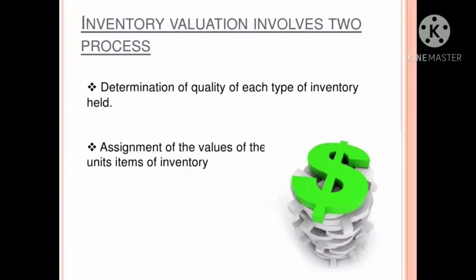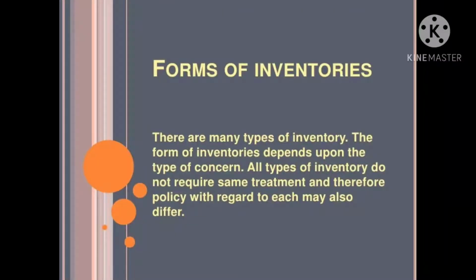Inventory valuation involves two processes. 1. Determination of quantity of each type of inventory held. 2. Assignment of the values to the unit items of inventory. Forms of inventories. There are many types of inventory. The form of inventories depends upon the type of concern. All types of inventory do not require the same treatment and therefore policy with regard to each may also differ.